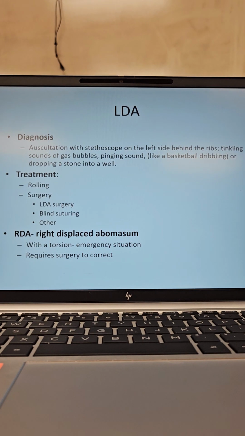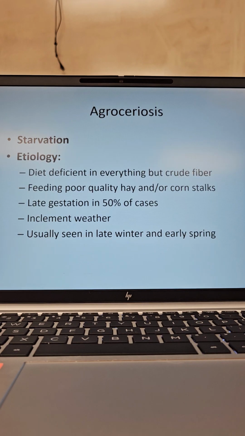Right displacement of the abomasum is very similar to bloat in dogs. It's an actual torsion. It's going to cut off circulation because when it torses, it twists. It twists the vessels, it kinks them. They can't get blood to the stomach anymore. This requires surgery to correct, just like in dogs.